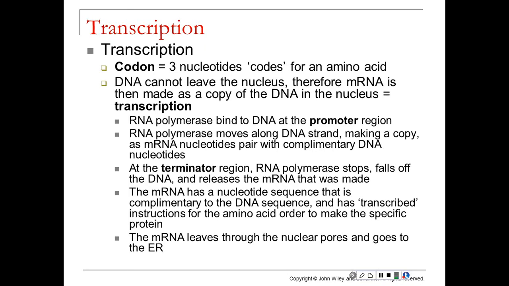You'll recall that A binds with T on the DNA molecule and C binds with G on the DNA molecule. And so when there's an A on the DNA molecule, there would be a complementary T on the mRNA molecule. Except mRNA doesn't have a T, they have U instead. So if there's a C on the DNA molecule, there would be a G on the mRNA molecule.